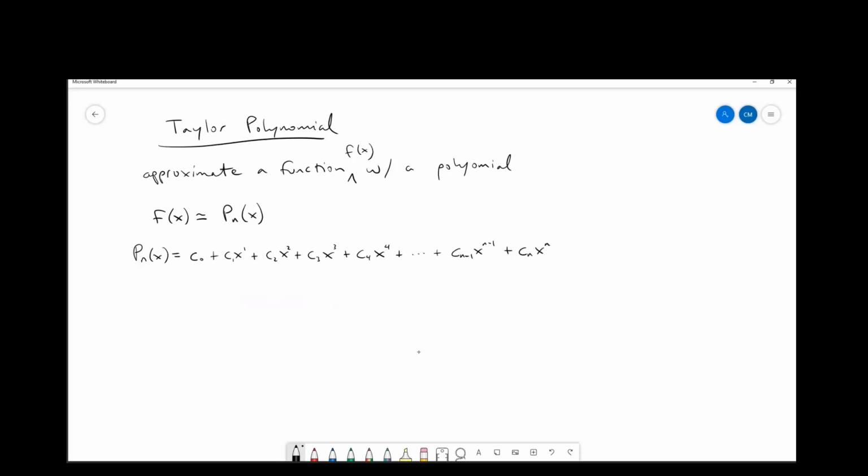Okay, so the goal again is to try to make this function match this polynomial as closely as possible. Well, let's see, what would be a good thing to happen to make a function be the same or at least pretty close to a polynomial function? It probably would help if when you plug in the center, you get the same output value whether you plug it into the function or into the polynomial, right? That's pretty reasonable. If you're trying to get a polynomial to approximate the function, you probably want them to have the same output value, yeah?